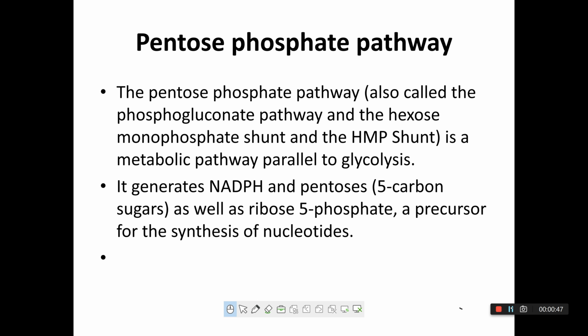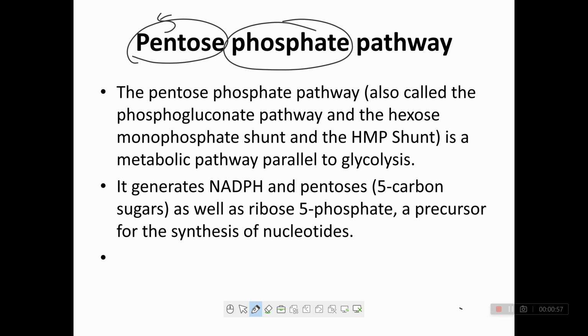So what is the pentose phosphate pathway? From the name it is clear. Pentose means 5, phosphate means phosphate groups are present. So in this pathway, 5 carbon molecules are converted into glyceraldehyde 3-phosphate. And the 5 carbon molecule that is present in this pathway is ribulose 5-phosphate.